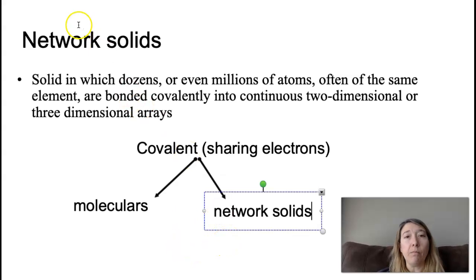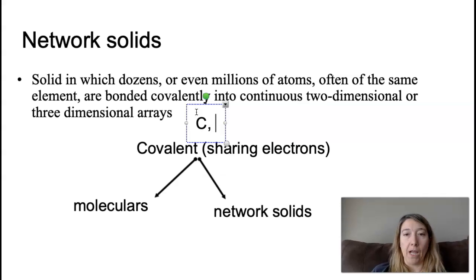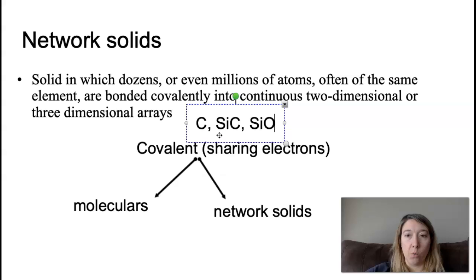Okay? So when we are talking network solids, these are solids in which dozens, even millions of atoms, often the same element, sometimes not the same, are bonded covalently into continuous 2- and 3-dimensional arrays. For our purposes, in Chem 20, we are concerned with 3 network solids. We are concerned with carbon, SiC, so silicon carbide, and SiO2. Okay, so we have carbon, glass, and sand. These are all considered to be network solids.